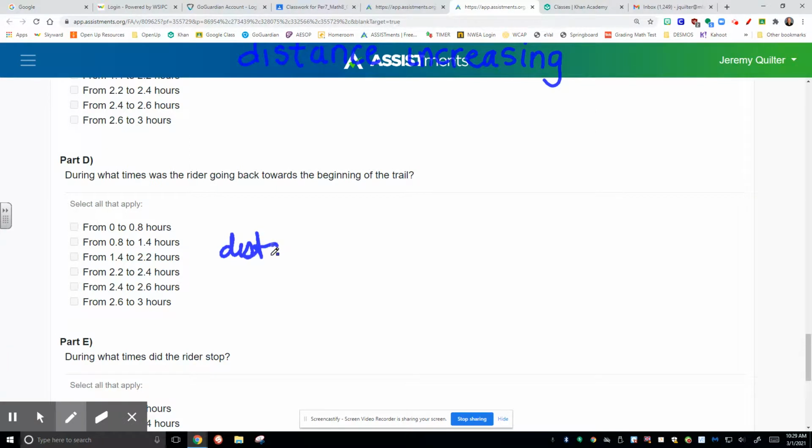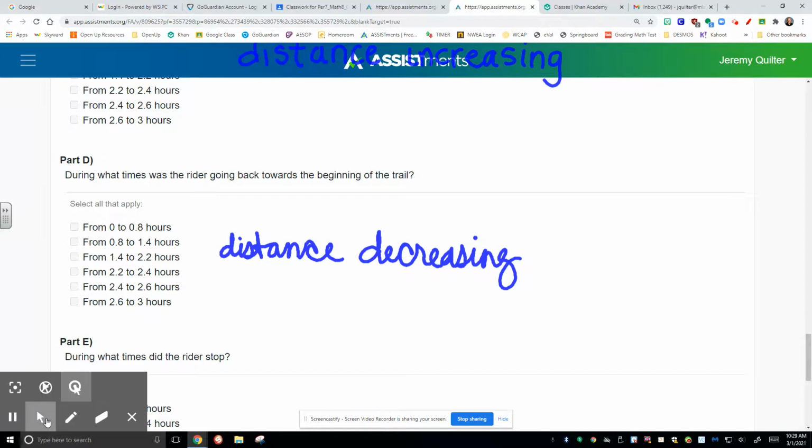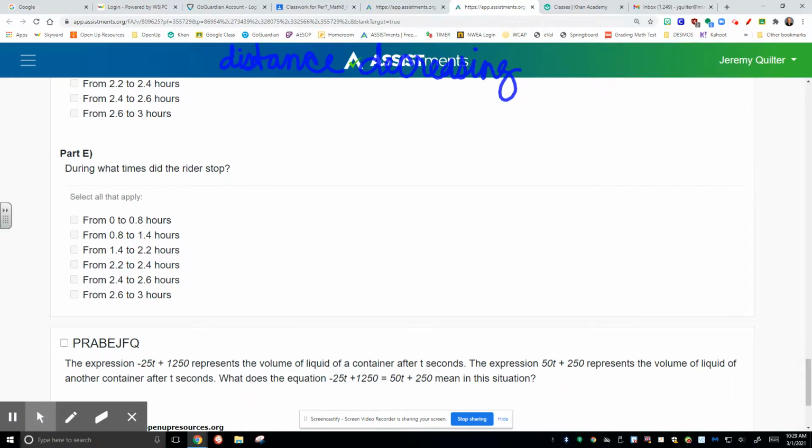Let's see if this will help. And what times did the rider stop? You want to look for times when the time continues, but when the distance does not continue. So look for points when the distance levels out. When it's completely level, that's what will matter.